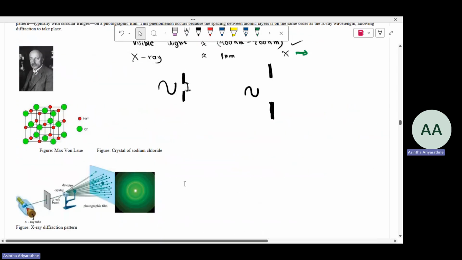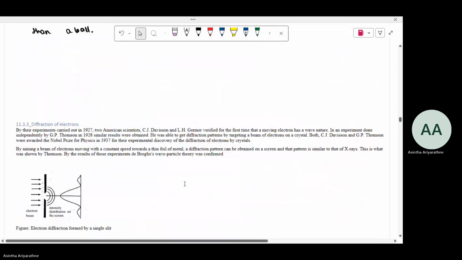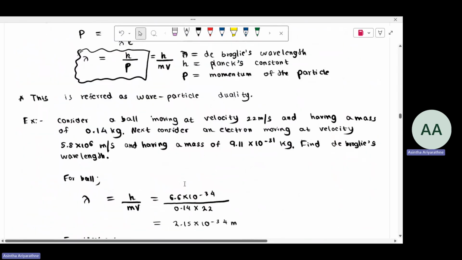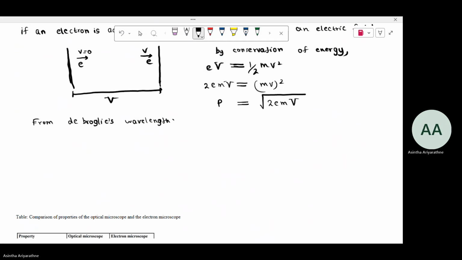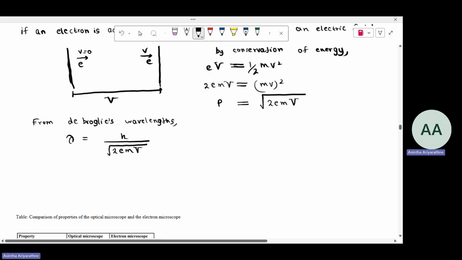Right, so by plugging this into the typical equation for de Broglie wavelength, we have another equation, lambda is equal to h over square root of 2 e m V. Right, so V is the potential difference, capital V, the potential difference.